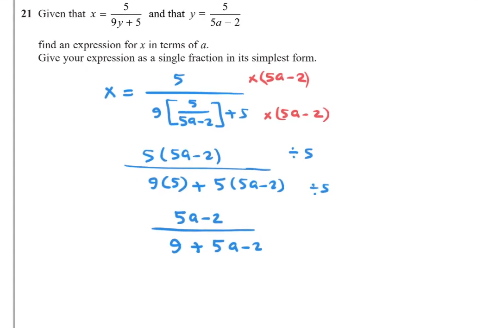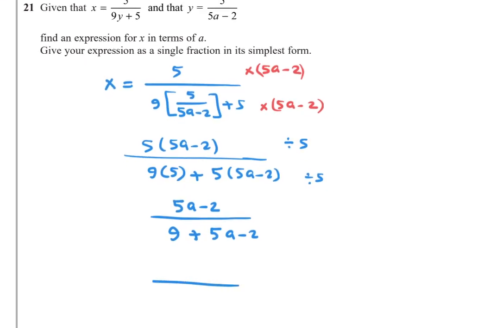Now simplify more. For the numerator, we cannot simplify more. For the denominator, 9 minus 2 is 7, so 7 plus 5a.